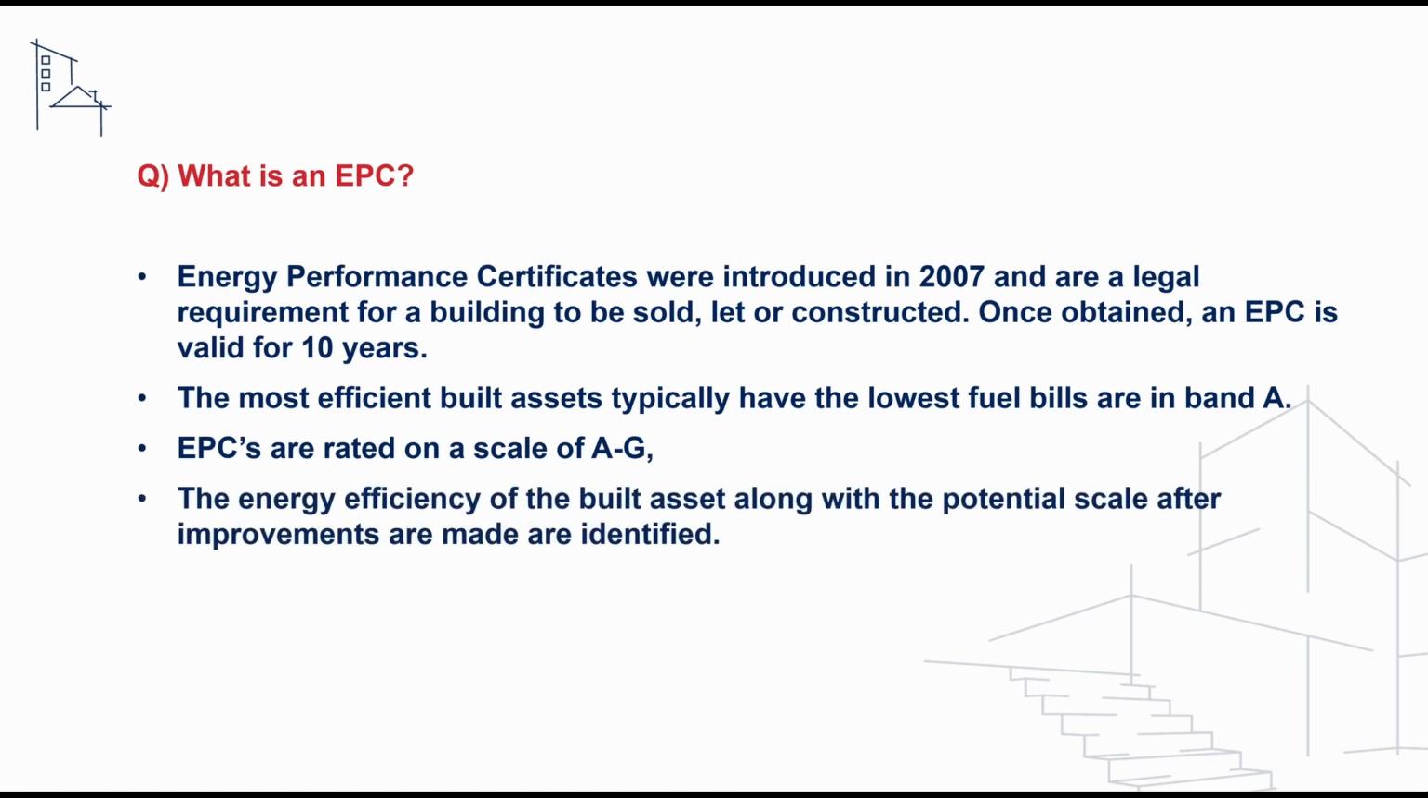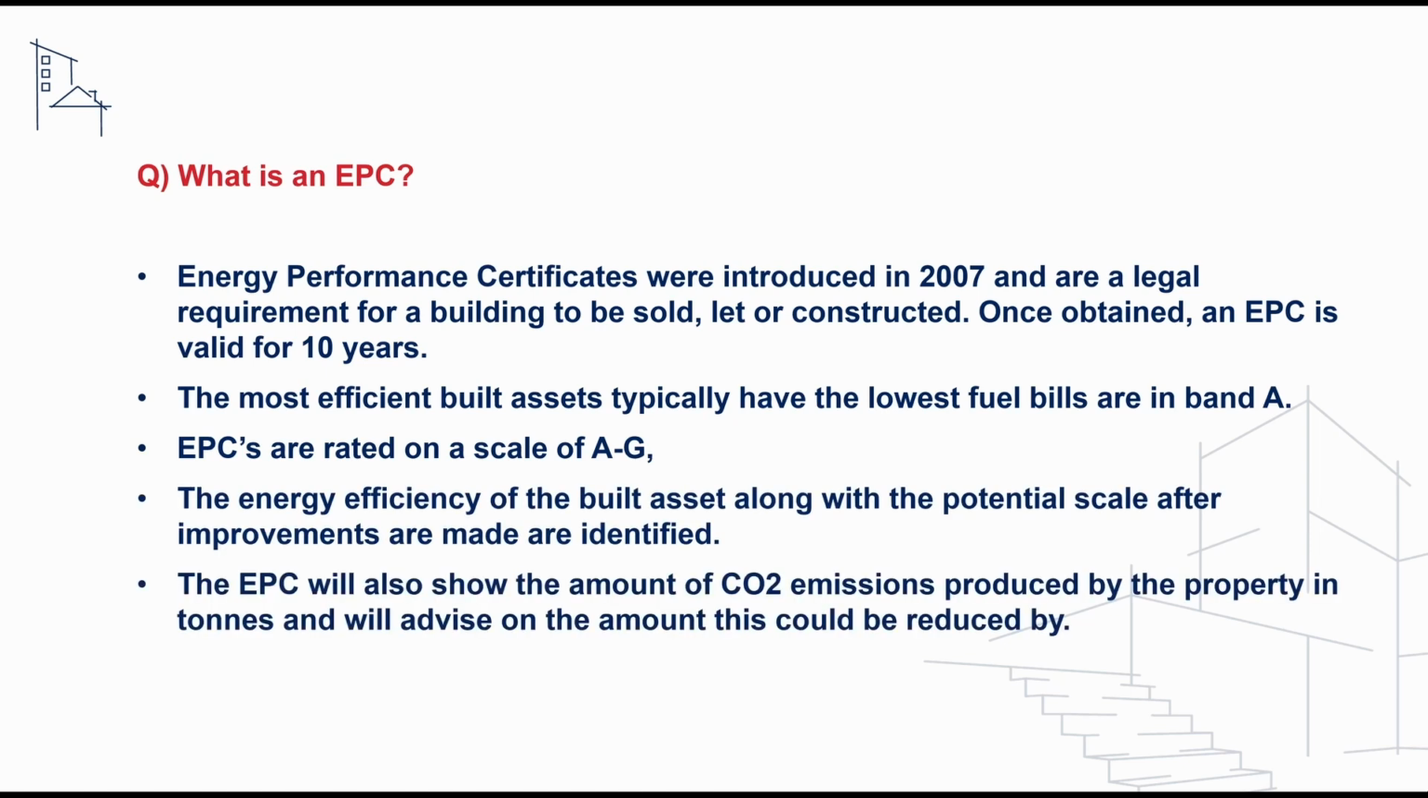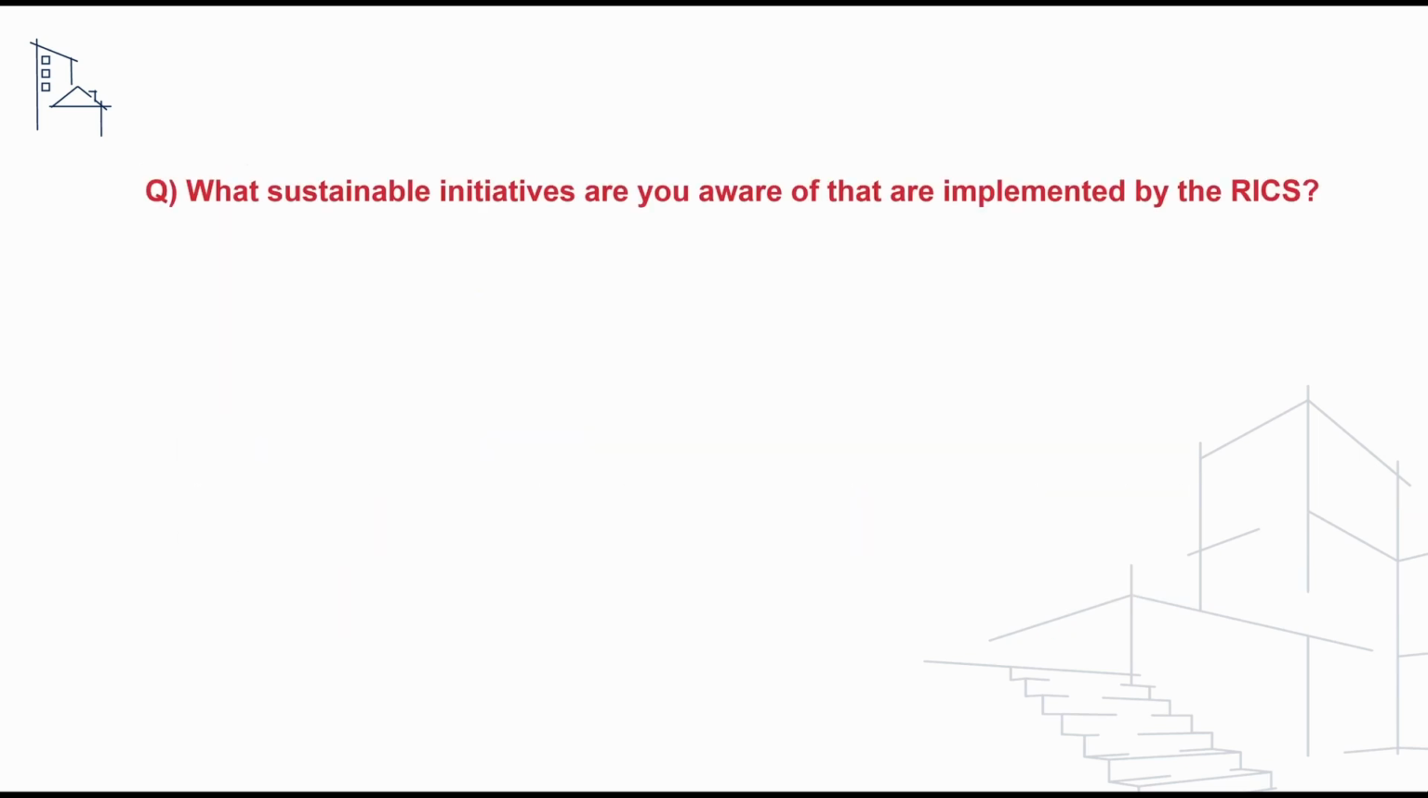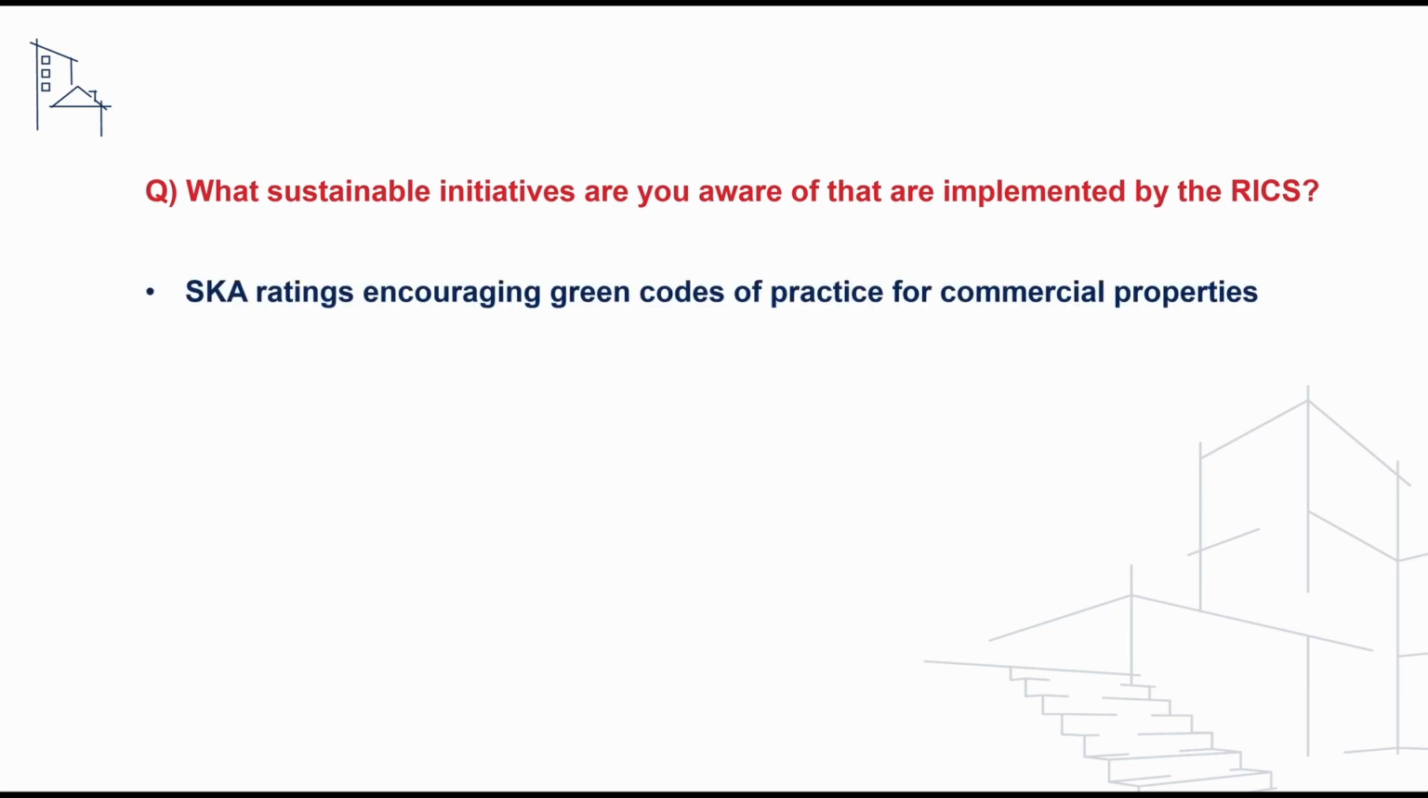The energy efficiency of the built asset along with potential improvements are listed, and the EPC will also show the amount of CO2 emissions produced by the property in tonnes and will also advise on the amount that this could be reduced by. We may also be asked a question of our understanding of the sustainable initiatives being undertaken by the RICS, and to address this we could firstly make reference to SKA ratings, which encourage green codes of practice for commercial properties.